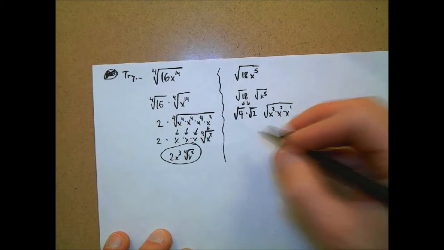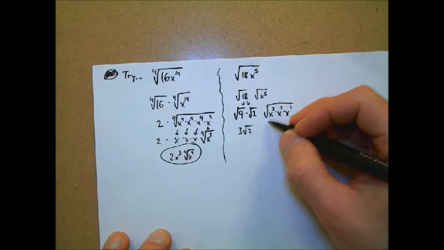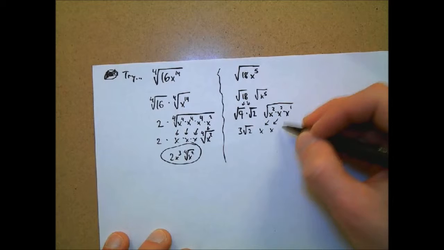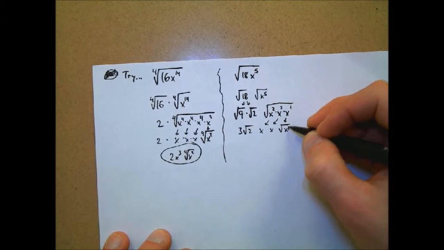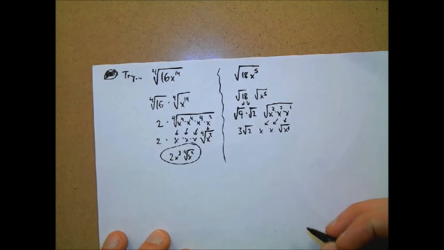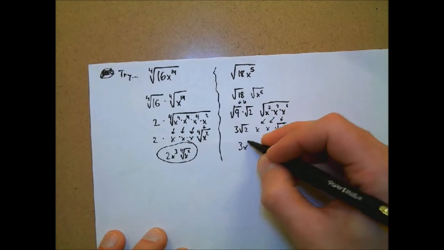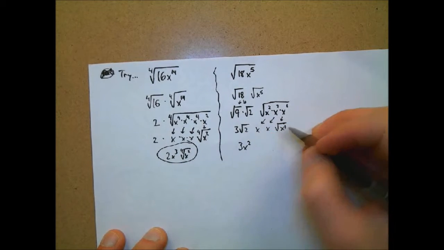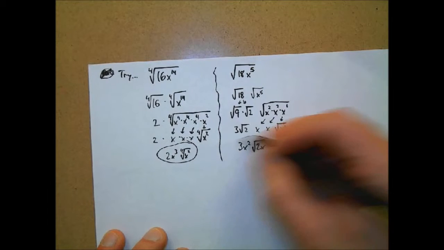Square root of 9 is 3. And then the square root of x squared will simplify down just to x. That simplifies down just to x. And then I'll have the square root of x left over, x to the 1, if you like. And so the 3, the x, and the x together make 3x squared. And then the root 2 can go in there with the root x. I'll make it root 2x. And there is our simplified answer.